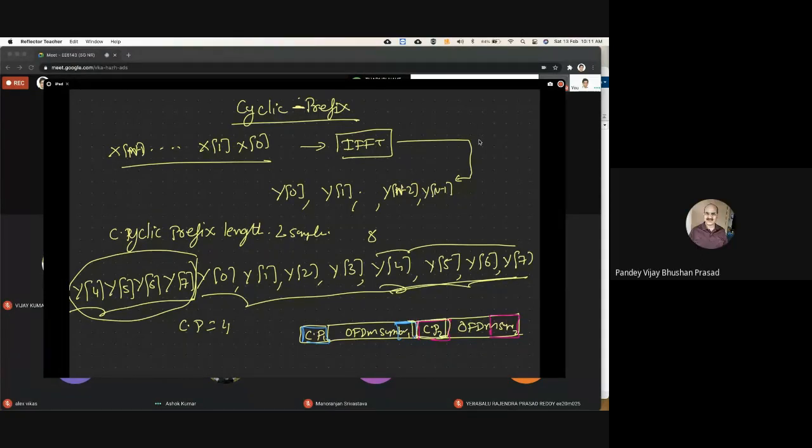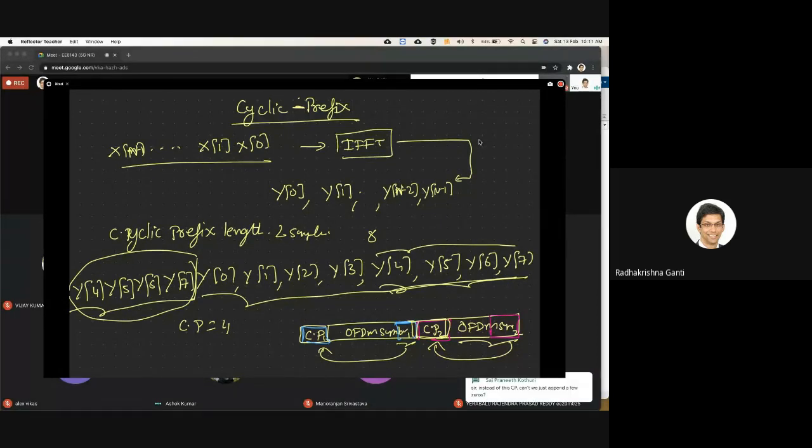If you keep the same, then in every OFDM symbol that CP is getting repeated. So it is the same thing getting repeated, and then it is wastage. No, sir, it's not the same thing. OFDM symbol 1 will have different data, so this will be copied here. This will have different data, so this will be copied here. Okay.